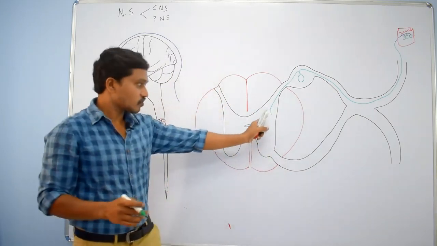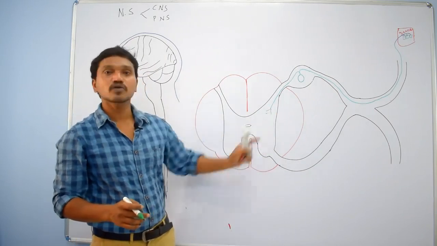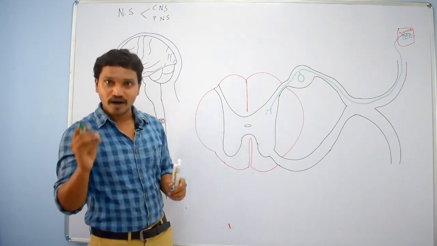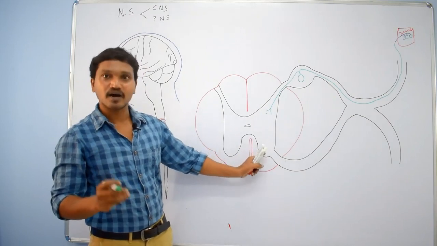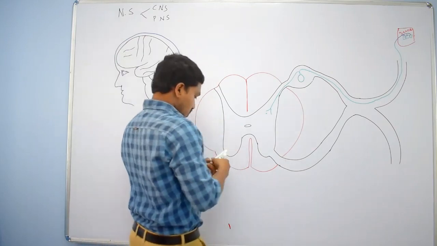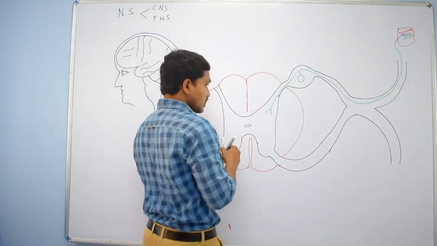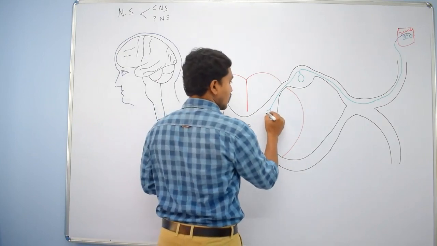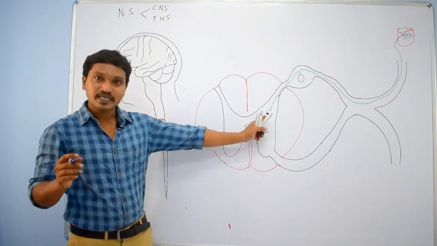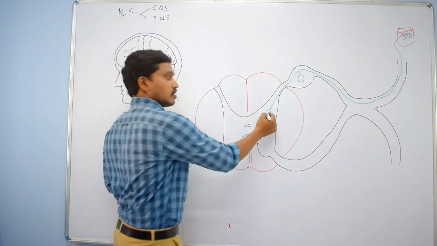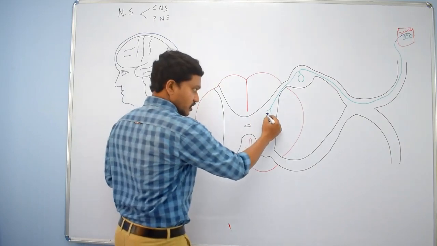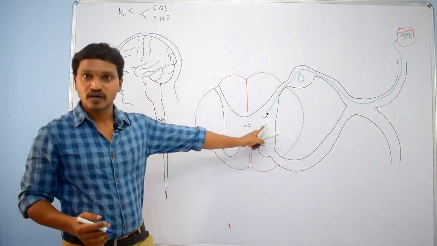Actually, this is the dorsal horn and this is the ventral horn. Within the dorsal horn, some cells, some neurons will be there. Those neurons we call dorsal horn cells. And the cells which are present in the anterior horn, we call anterior horn cells. Right? So now it has terminated in the dorsal horn by synapsing with the dorsal horn cell. So now this information is given to the dorsal horn cell.